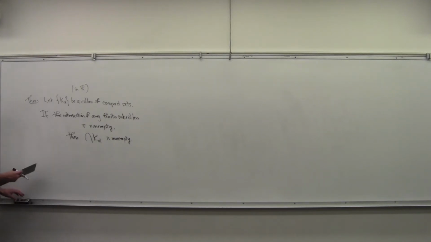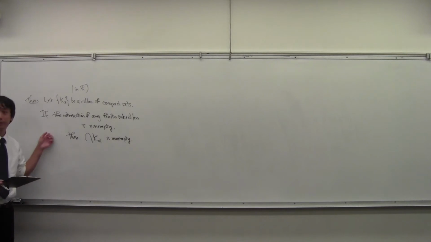Let me give an example because we don't have much time today. Let A sub n be (0, 1/n). If you intersect all of these, there's nothing in there. There's no point that lies in all of the A sub n's: (0,1), (0,1/2), (0,1/3), (0,1/4), (0,1/5), etc. However, if you intersect any finitely many, you just get the smallest one of them. So no, it's not true for all sets, but it is true for compact sets.